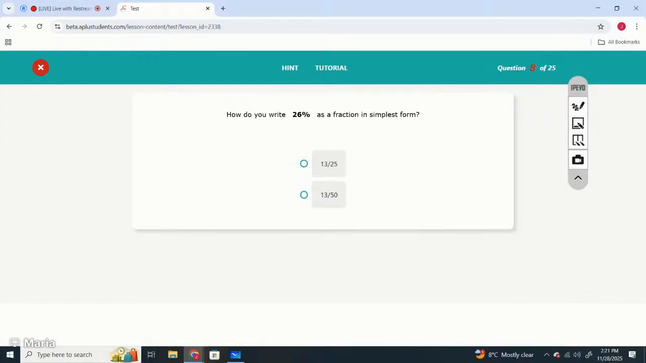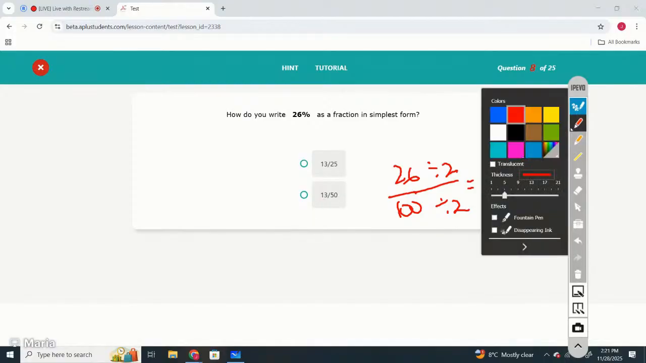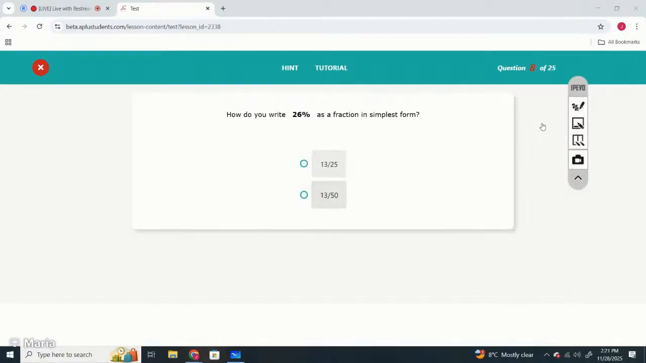How do you write 26% as a fraction in simplest form? So you need to write 26% in simplest form. So 26% means that is 26 by 100. Now convert it into the simplest fraction. Divide them by 2. So that is 13 by 50. That would be 13 by 50. Option number 2 is the correct option.